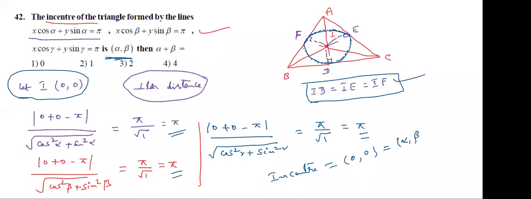Alpha comma beta. But what we need to find is alpha plus beta. Alpha value is 0 plus beta value is also 0, so 0 plus 0 is 0. So if alpha beta is the incenter, the sum of the coordinates is 0. So finally, the first option is correct.